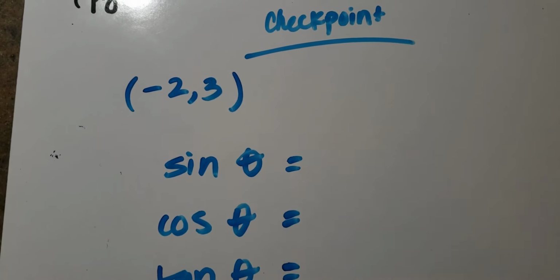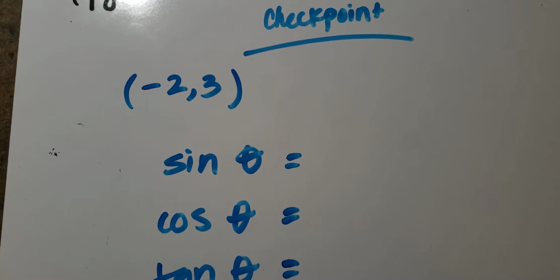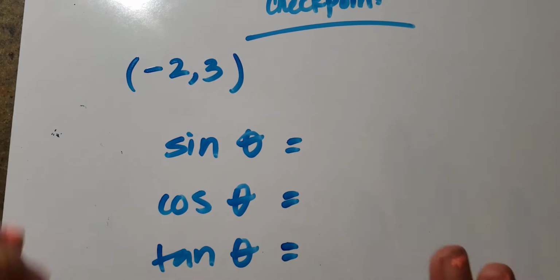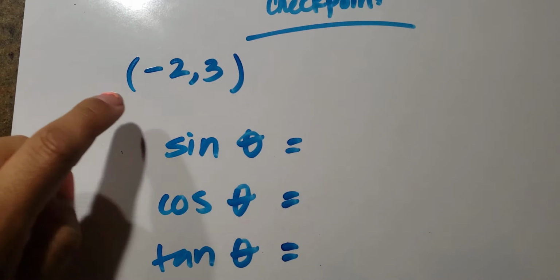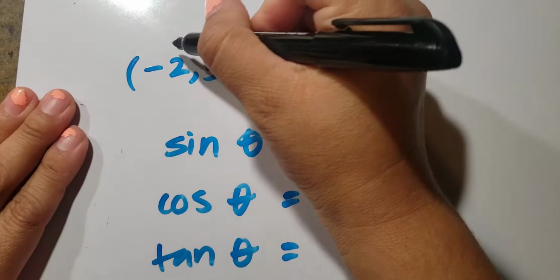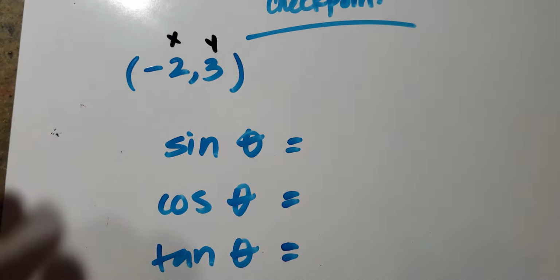Okay, so for the first example, we're going to be doing the checkpoint. And basically what that says is let (-2, 3) be a point on the terminal side of theta. Find the sine, cosine, and tangent of theta. Okay, so this is what's given, and this is what we have to find. I just kind of set it up for you. If they give you a point on the terminal side of the angle, then this is your x value, and this is your y value.